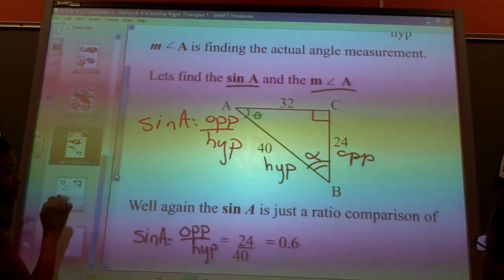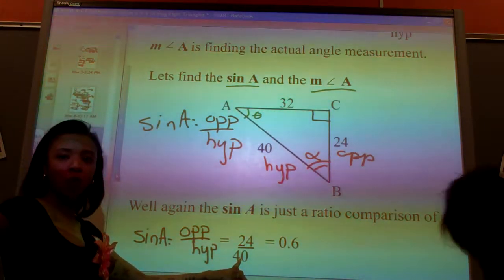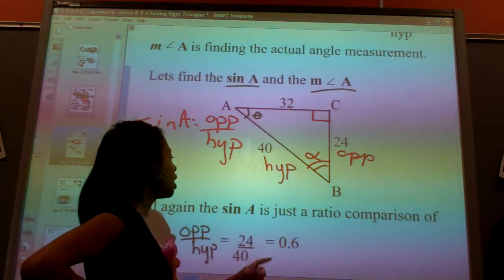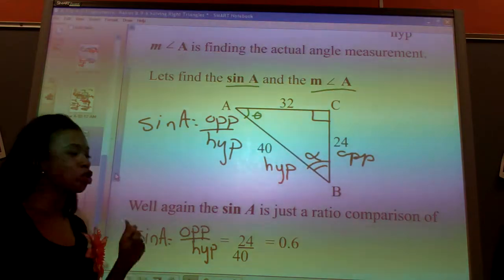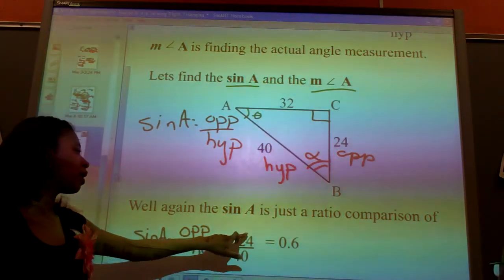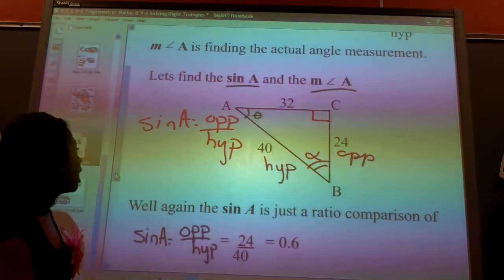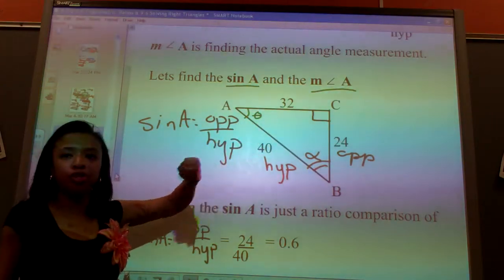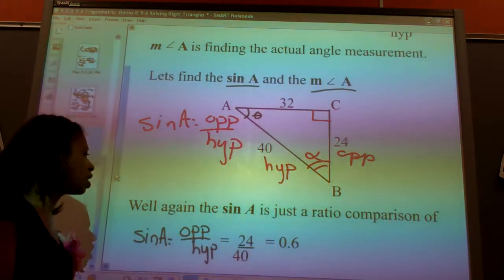So here it is. Sine A is opposite over hypotenuse, which is 24 over 40. If I convert that into a decimal, that's going to be 6/10. Sine A is just a ratio comparison, comparing the opposite leg over the hypotenuse. If I say, tell me what degree measure is angle A, you go a little different.